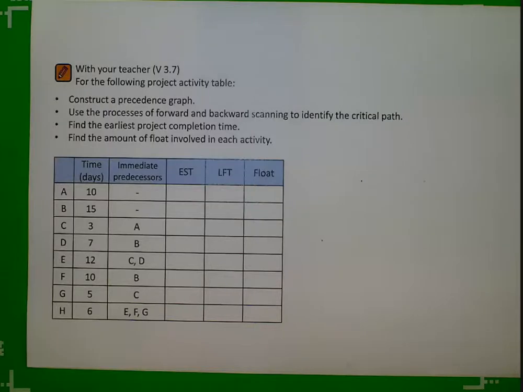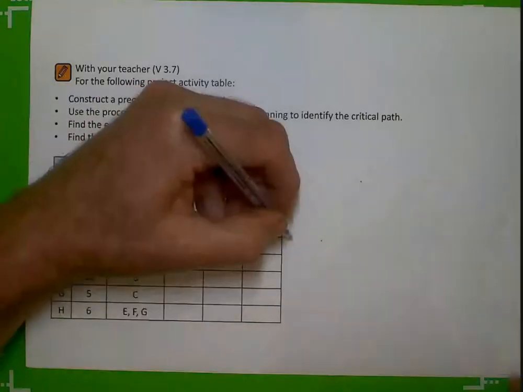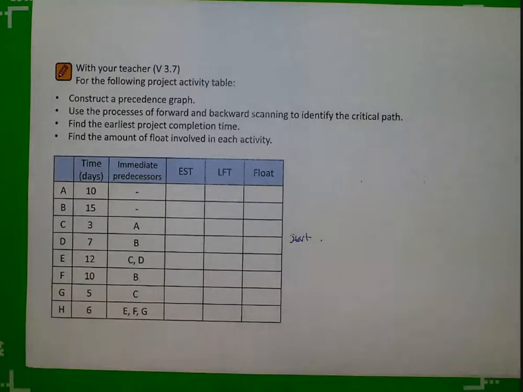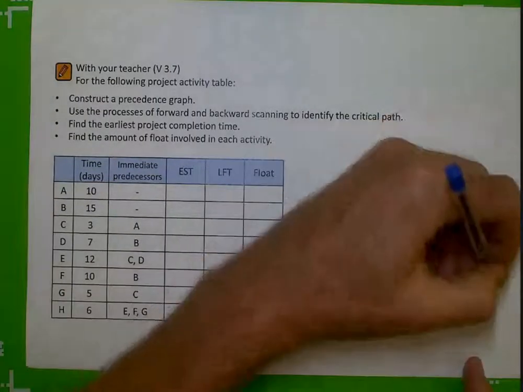I'd now like to take you through V3.7. Now what you've got to do here is construct a precedence graph, a process of forward and backward scanning, identifying the critical path, earliest project completion time, and the amount of float time involved in each activity. A very long and comprehensive question. First thing I'll do is to identify a start point, and I reckon I'll identify a finish point over here.